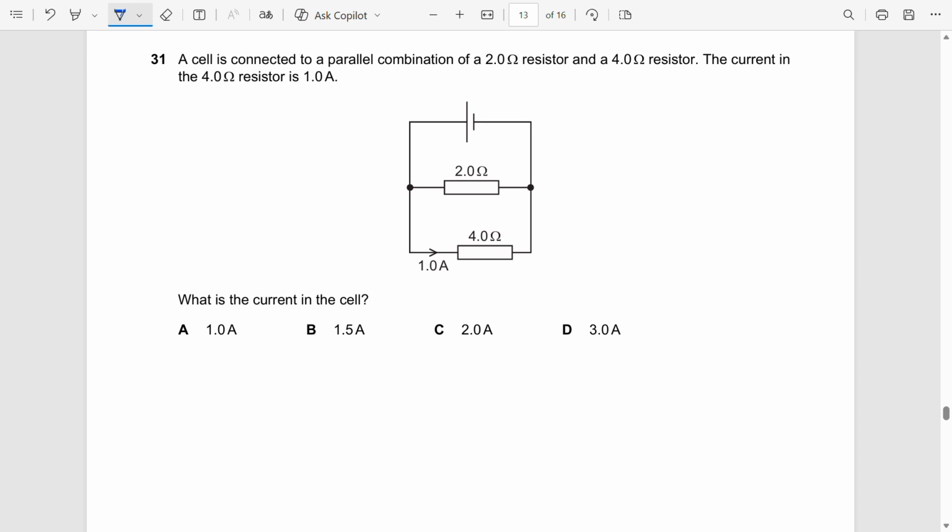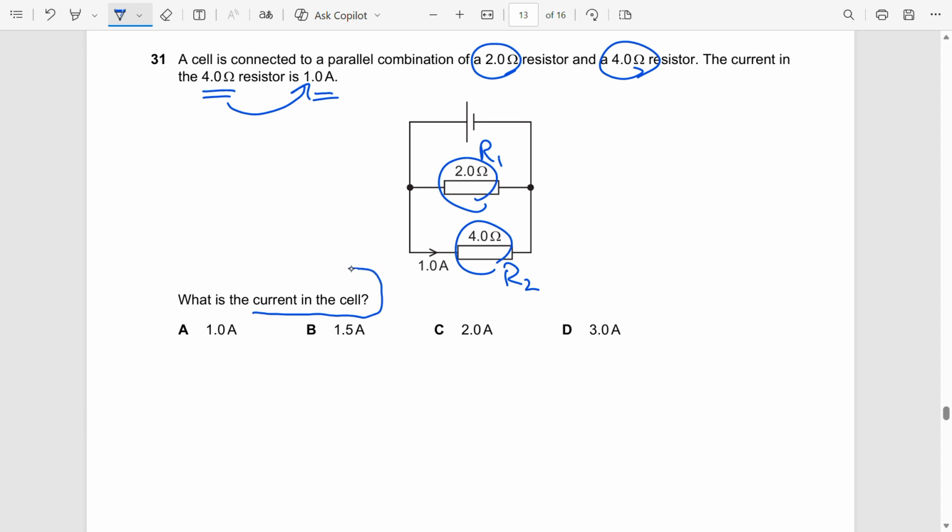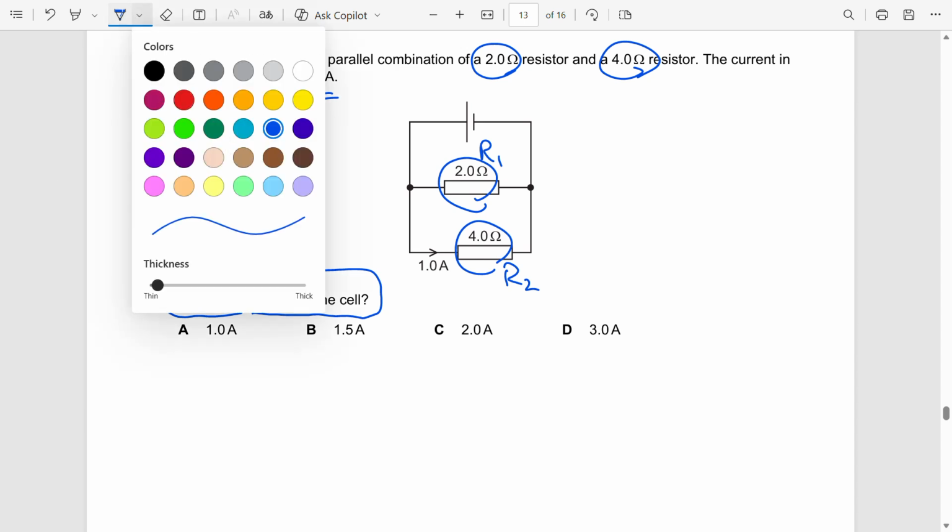Question number 31. A cell is connected to a parallel combination of 2 ohm and 4 ohm. There are two resistors right here, R1 and R2, 2 ohm and 4 ohm, connected in parallel with respect to each other. The current in R2, which means the 4 ohm resistor, is 1 ampere. What is the current in the cell? In the complete circuit, you need to find the current right here. Let's calculate it quickly.